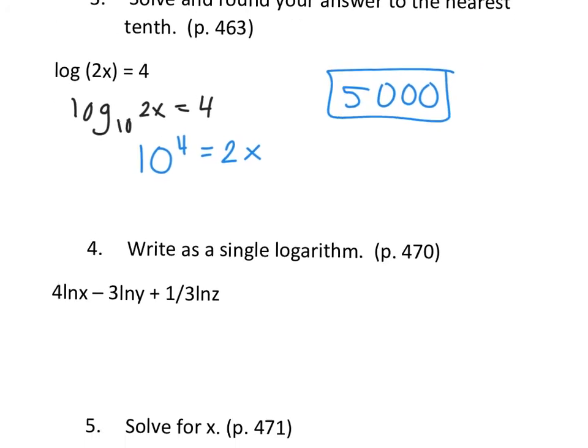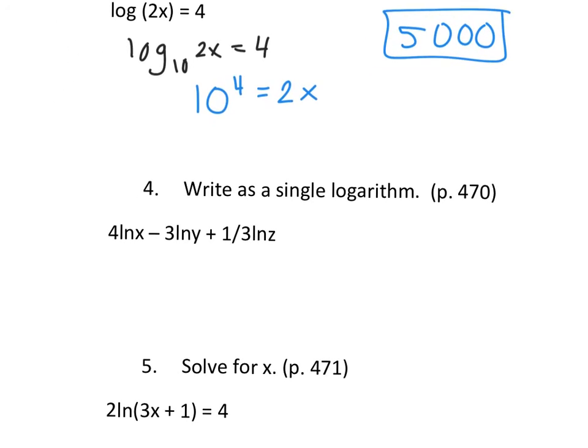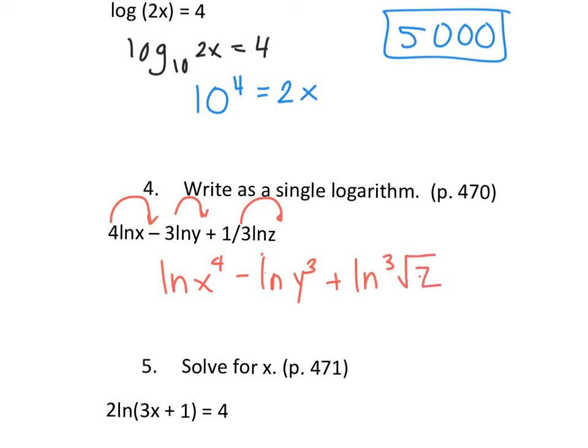Okay, number 4, write it as a single logarithm. So this is a natural log, but I can write it as a single natural log. First, I'm going to notice that each of these coefficients out front are going to turn into the exponents. So minus natural log of y cubed plus natural log of, this is actually the cube root of z. Okay, z to the 1/3 is the same thing as the cube root.